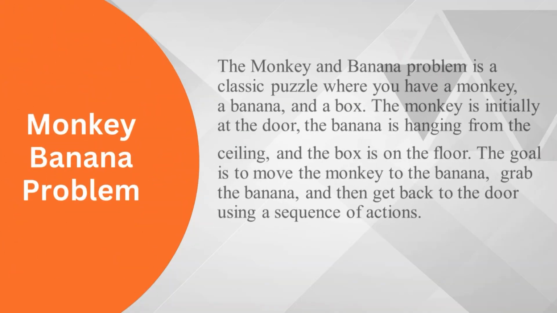Now our next example is the monkey and banana problem. It is a classic puzzle where you have a monkey, a banana and a box. The monkey is initially at the door. The banana is hanging from the ceiling and the box is on the floor. The goal is to move the monkey to the banana, grab the banana and then get back to the door using a sequence of actions.